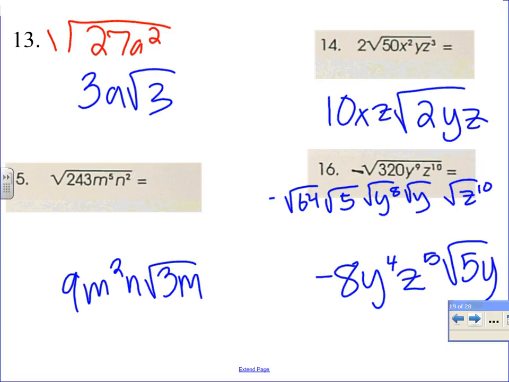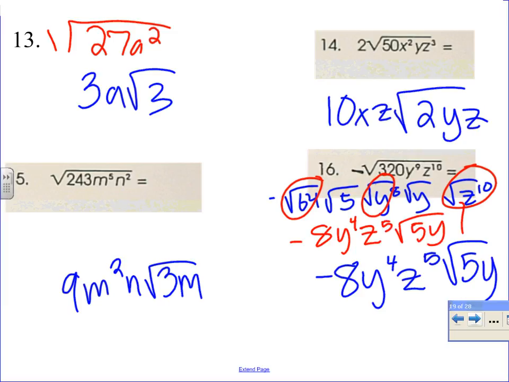So I think the hardest part of this was finding either a perfect square or the largest perfect square that goes into 320. Travis, you okay with that? And then circle what's perfect. There are 3 things that we can circle. Square root of 64 is 8, so this becomes negative 8. Square root of y to the 8th is y to the 4th. Square root of z to the 10th is z to the 5th. And leave square root of 5y in there. And that's how you get to your answer.